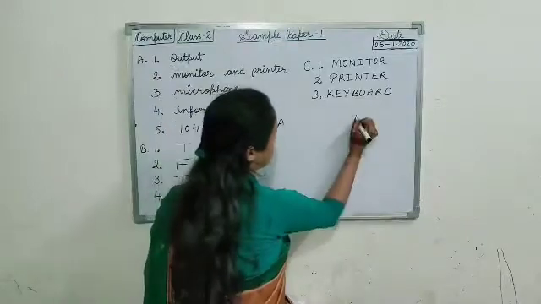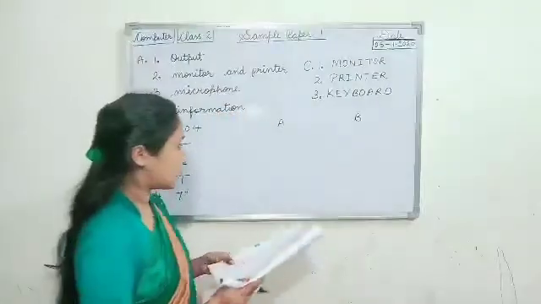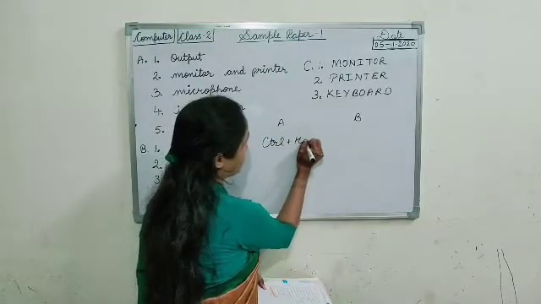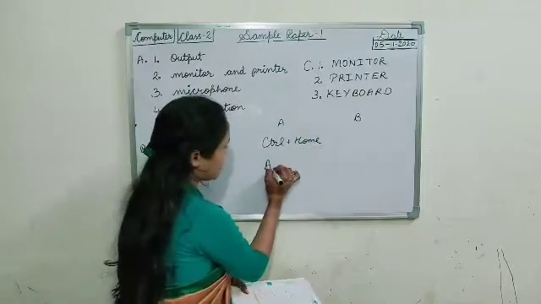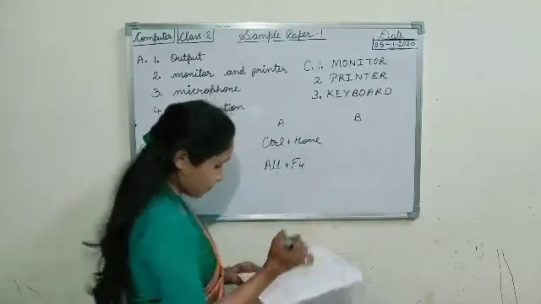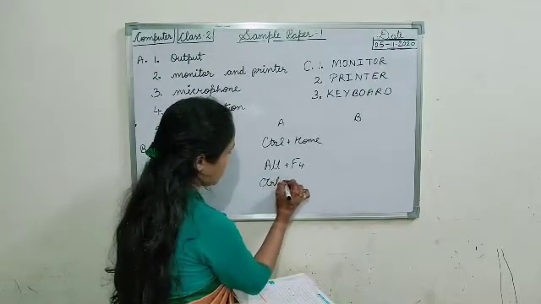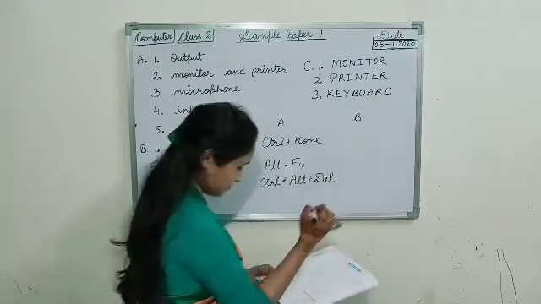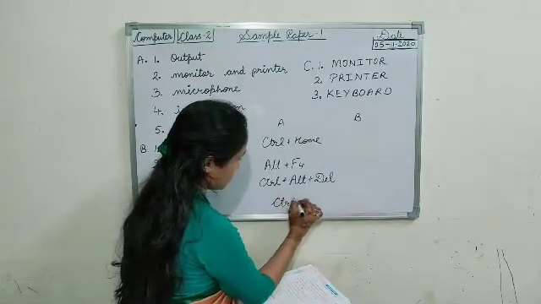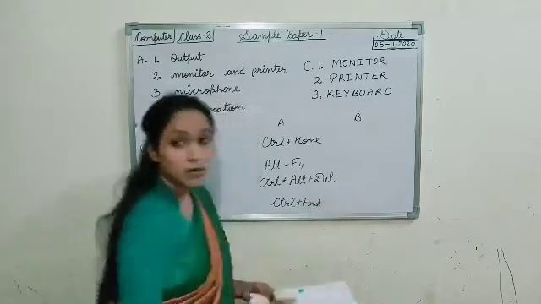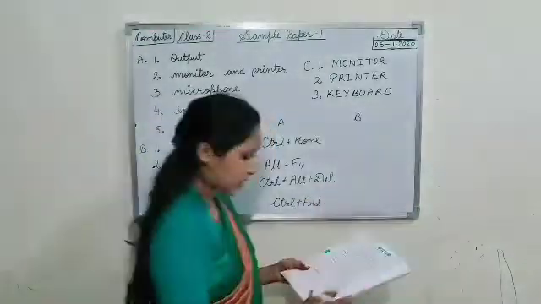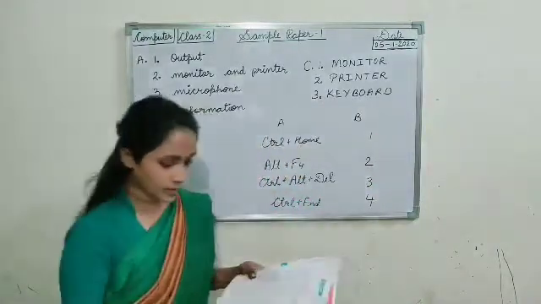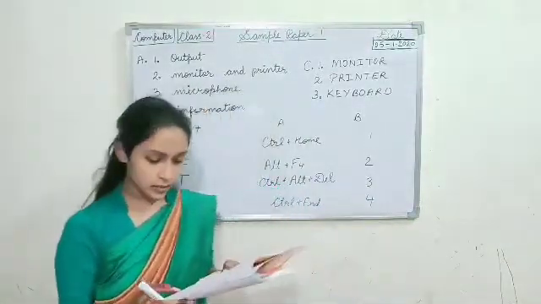Next, match the shortcut keys with their function. Here A part is given and on the other side B. A column and B column. In A column, it is given Control plus Home. After that, Alt plus F4. Control plus Alt plus Del. And last one, Control plus End. And on the other side I am writing 1, 2, 3, 4 like this. You can see the sentences in your book.